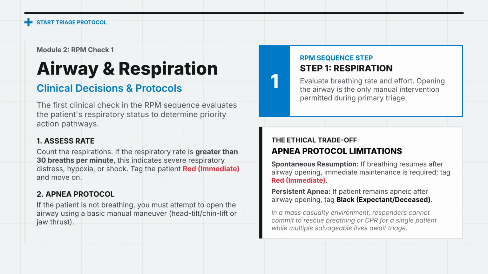If the rate exceeds 30 breaths per minute, the patient is tagged red. If the patient is apneic, a simple manual airway maneuver is permitted. If they remain apneic after this attempt, they are tagged black.